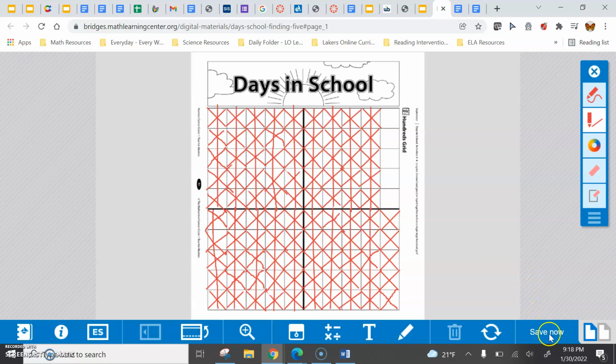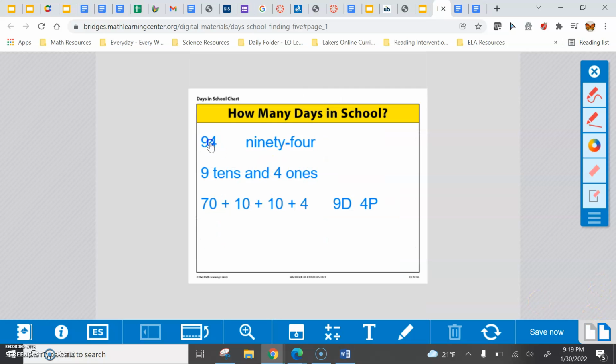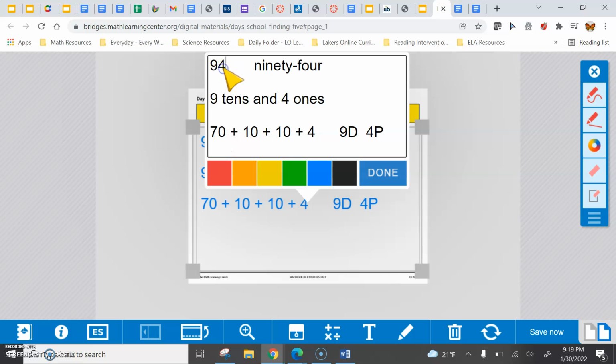Wow! We have 95 days. 95 days, all stars. That means we will be getting closer to our 100th day of school next week. Woohoo! Very good. Let's change this.